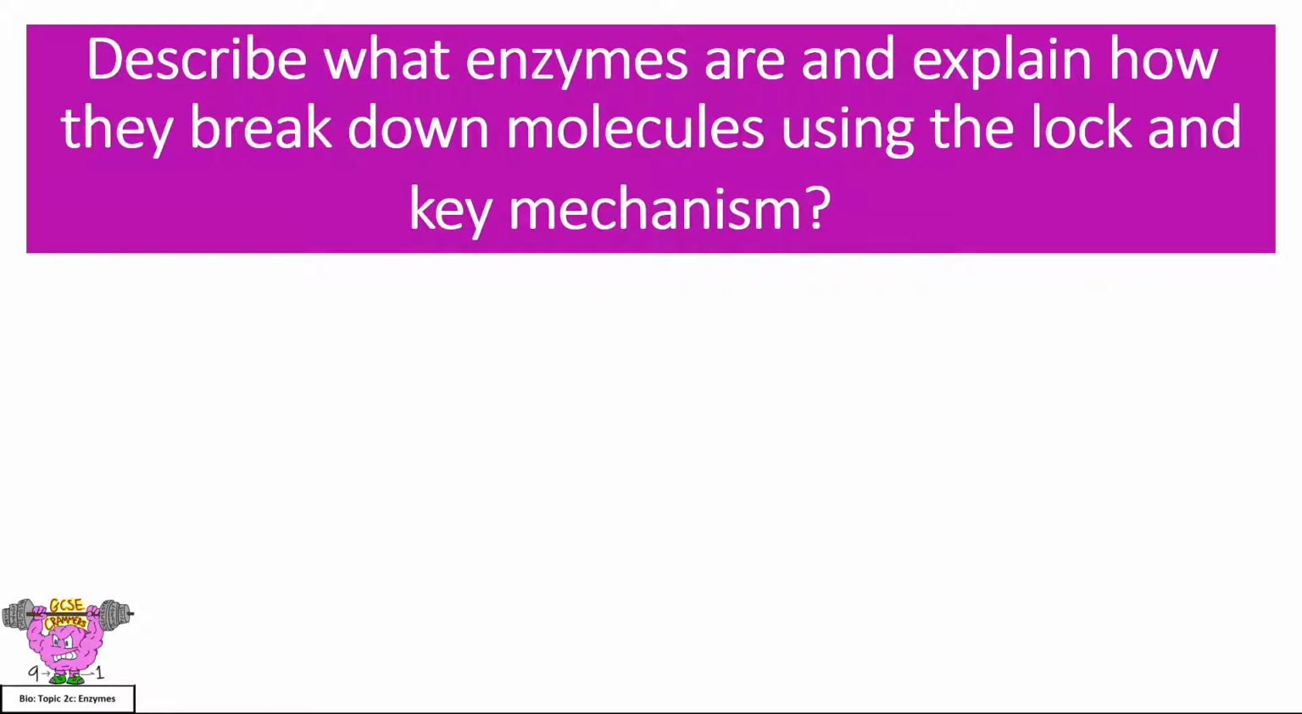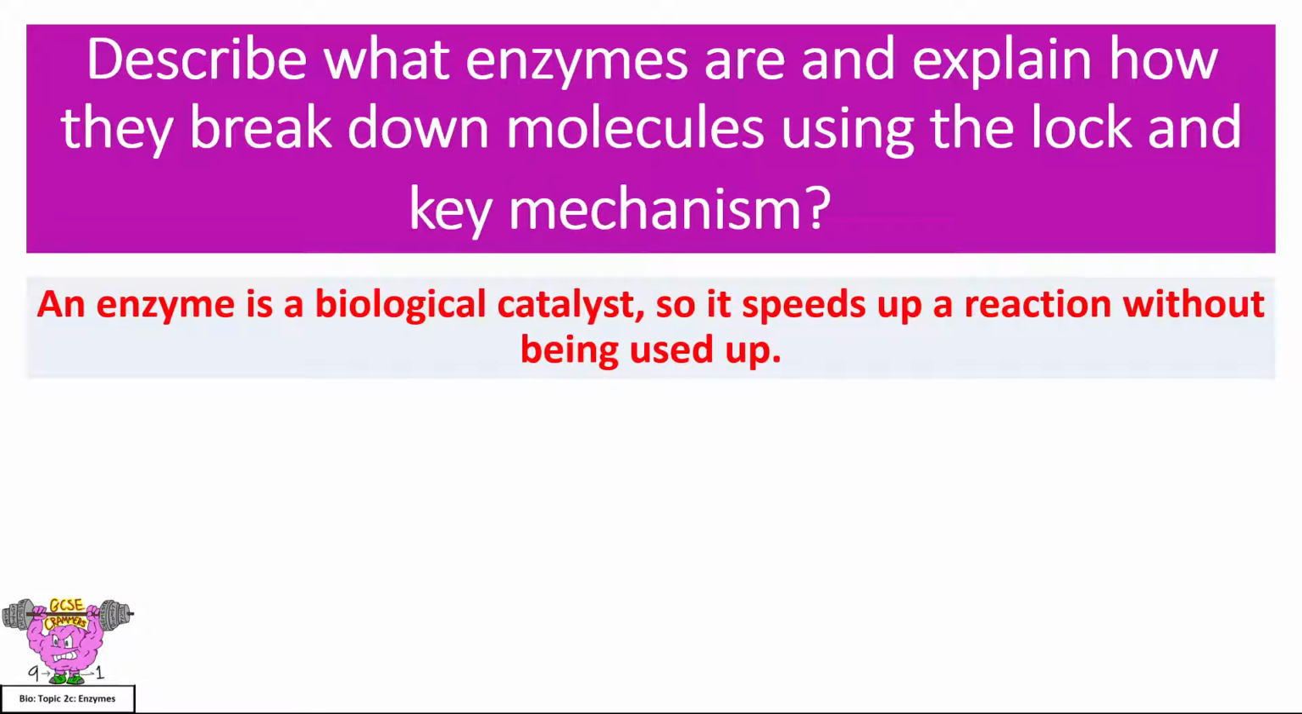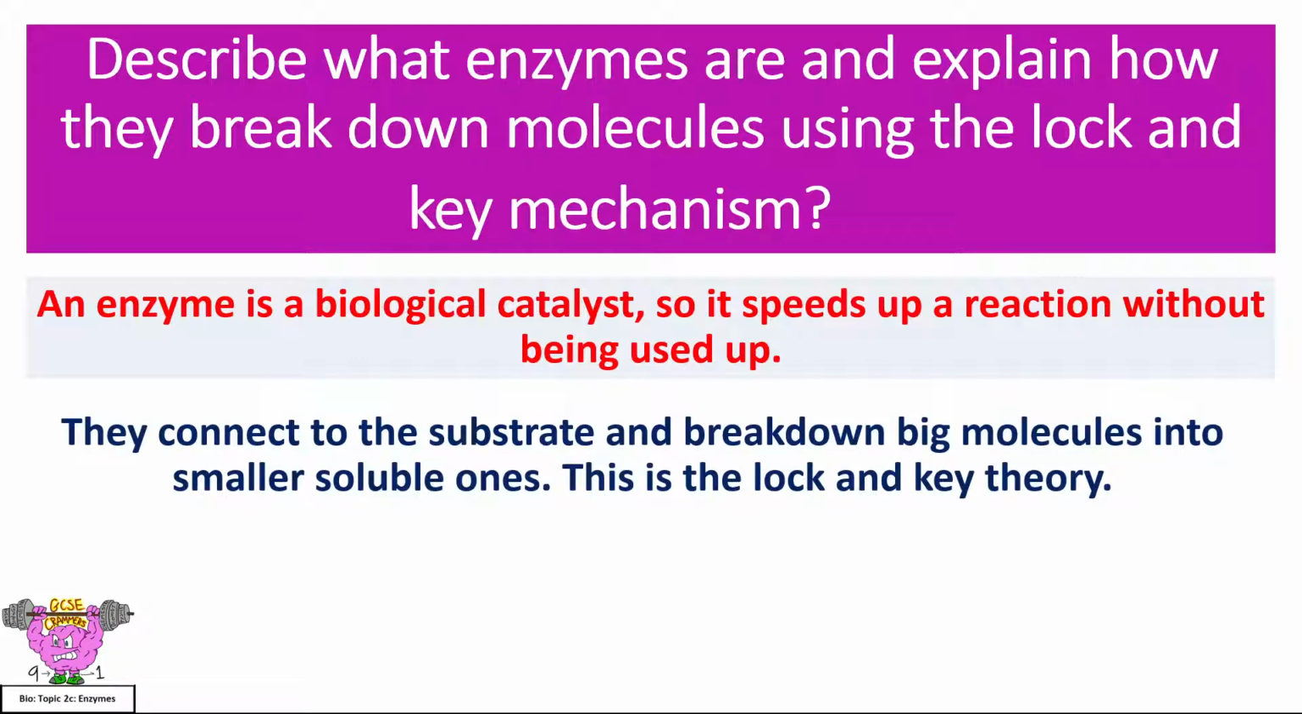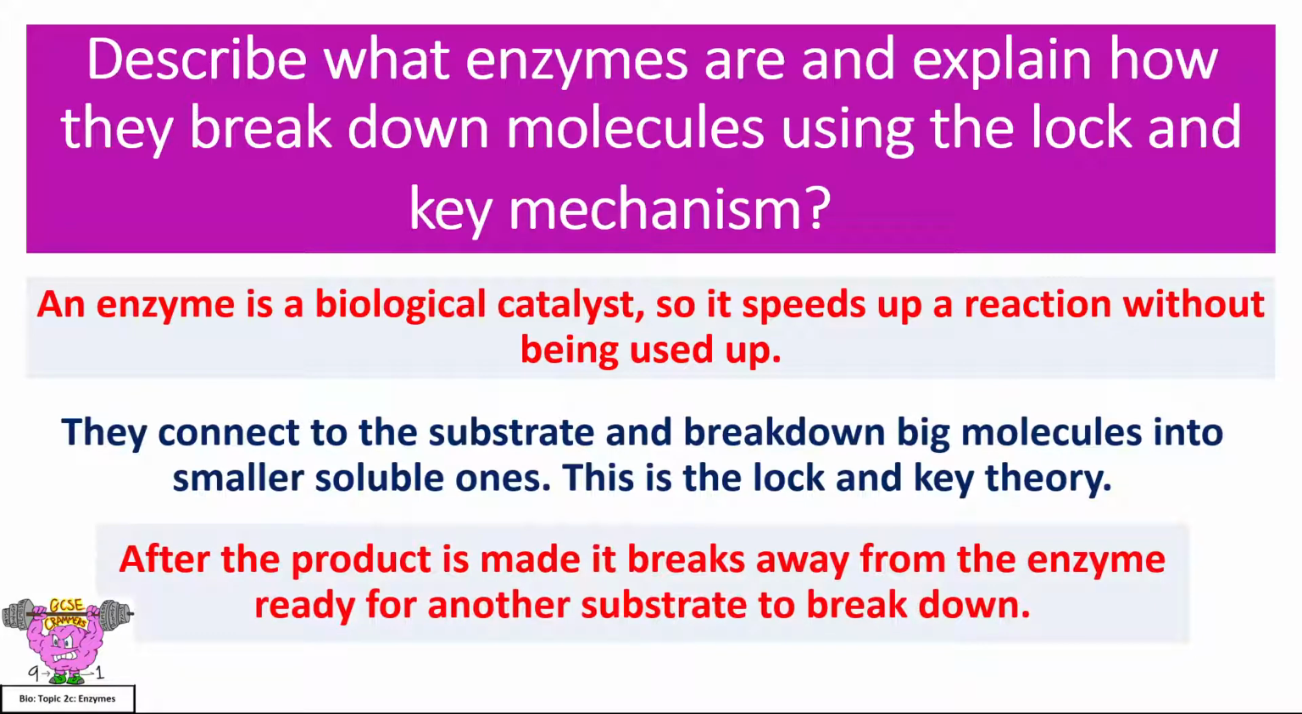Describe what enzymes are and explain how they break down molecules using the lock and key mechanism. An enzyme is a biological catalyst, so it speeds up a reaction without being used up. They connect to the substrate and break down big molecules into smaller soluble ones. This is the lock and key theory. After the product is made, it breaks away from the enzyme, ready for another substrate to break down.